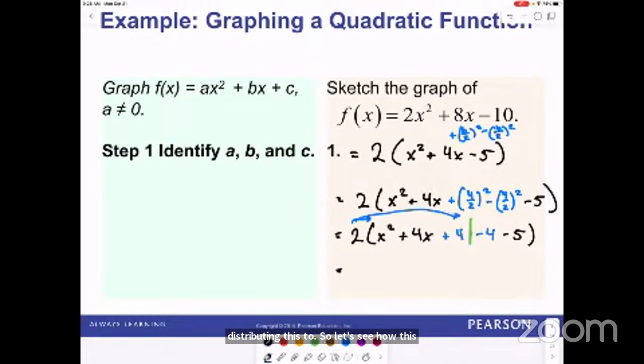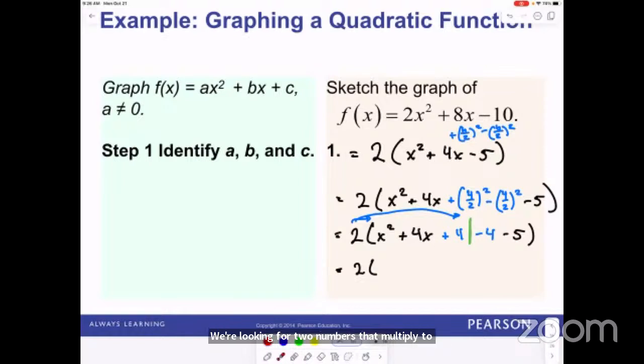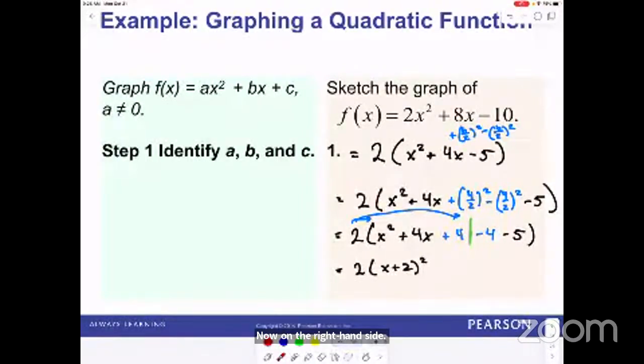So then when we do this, we're going to have this 2 times x squared plus 4x. Actually, let me go ahead and factor that guy. So if we focus on the first 3, right? We're looking for 2 numbers that multiply to give us 4 and add to give us 4. I think those 2 numbers are 2 and 2, right? So that's going to factor into x plus 2 squared, okay? Now on the right-hand side, we got a minus 4 minus 5 gives us minus 9. If we distribute that 2, that becomes minus 18.